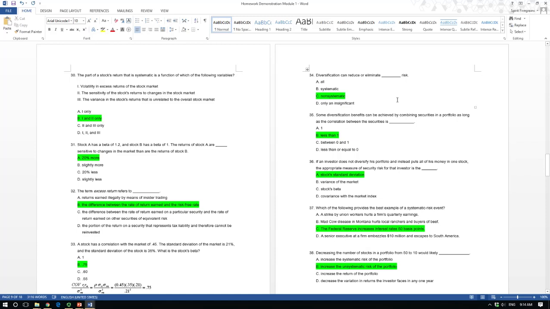Well, that's diversifiable risk, or non-systematic risk, or unsystematic risk, or firm-specific risk. So only C is the correct choice.